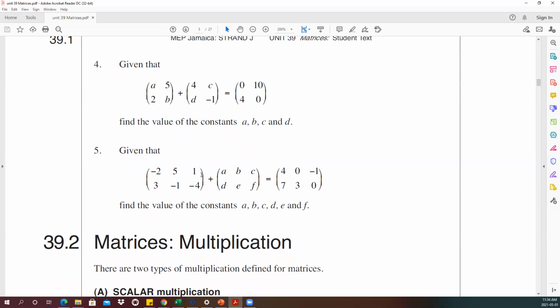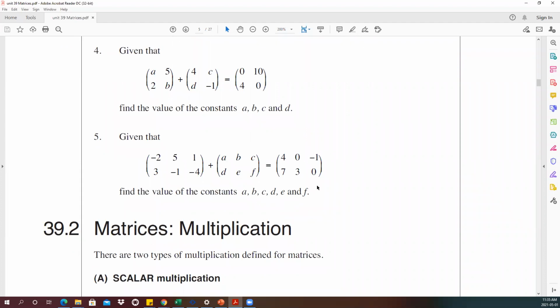And then again, it is the same situation here. Of course, the matrix is a little bigger. You have 2 rows, 3 columns, but it's the same principle, right? So you go again, minus 2 plus A is equal to 4, and you ask yourself, based on 6, minus 2 plus 6 is equal to 4. And you just continue with the same corresponding thing, and you find the unknowns, just like solving a simple linear equation.